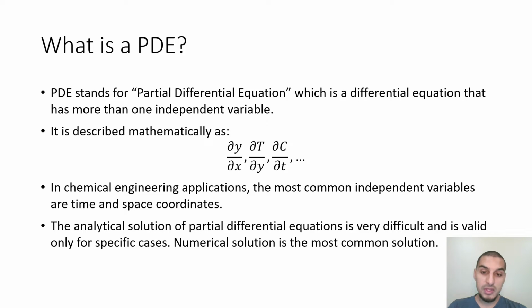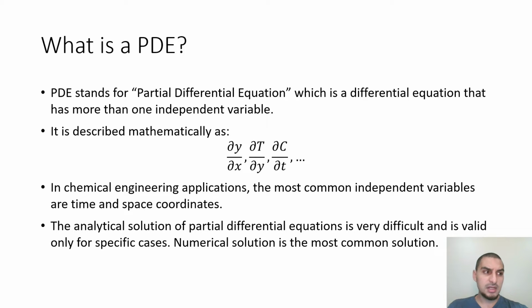However, if we have more than one independent variable, we call this equation a partial differential equation, and the d is replaced with the partial symbol, which is this. And we see these a lot actually, and in many cases we would see the change of temperature with y, or concentration with time. So this is something that is very common, and we will see shortly some examples of equations that contain partial differential terms.